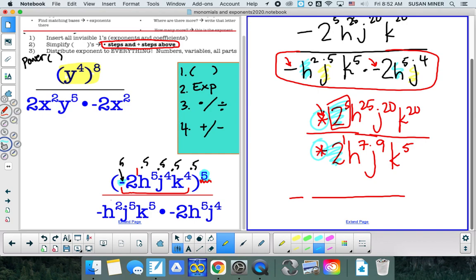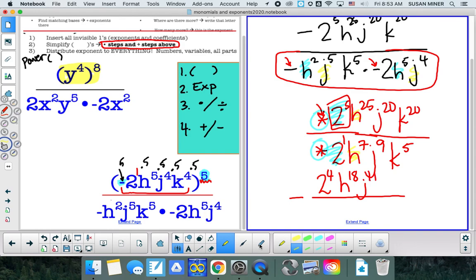I can go ahead and do my 2 bases. 2 to the 5th is more than 2 to the 1st, so my 2 is going to end up in the top. 5 minus 1 is 4. Then I have an h here and an h here. H to the 25th is bigger than h to the 7th, so h is going to end up in the numerator. 25 minus 7 is going to give me 18. And then j to the 20 minus 9 is going to be 11.